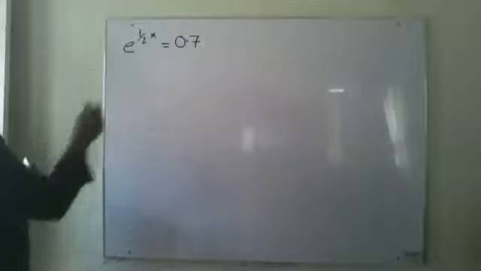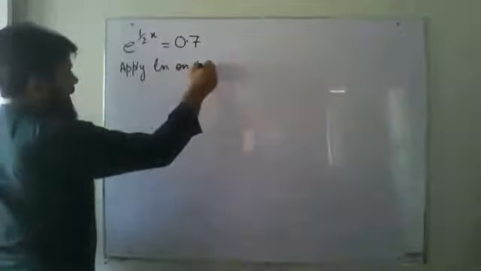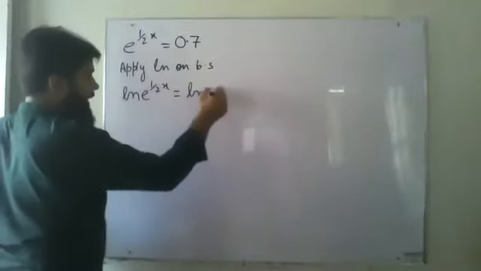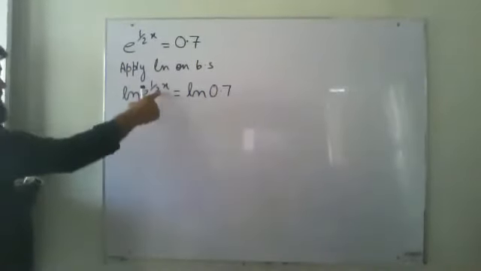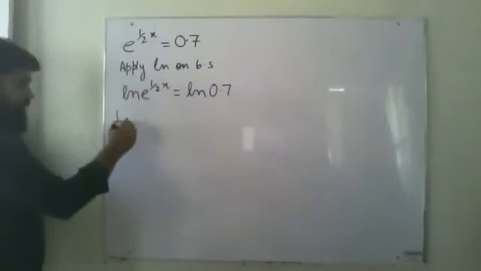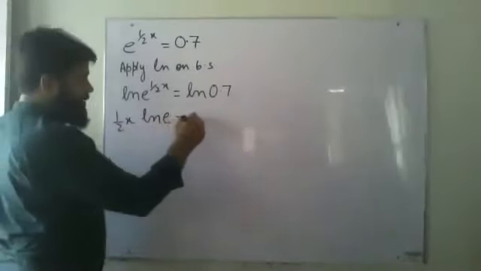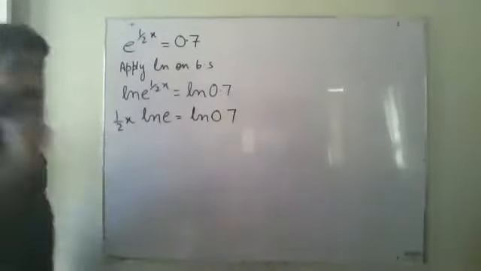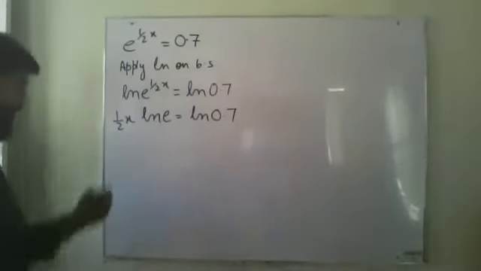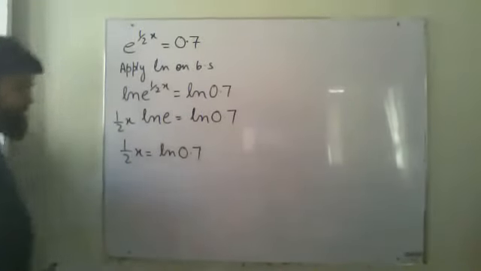Okay. Apply ln on both sides. So this will become ln e to the power half x equals ln 0.7. Now half x is there. A power inside a log is shifted before the log. Okay, half x ln e equals ln 0.7. I've already told you guys that ln e is always equal to 1. So one over 2 x equals ln 0.7.